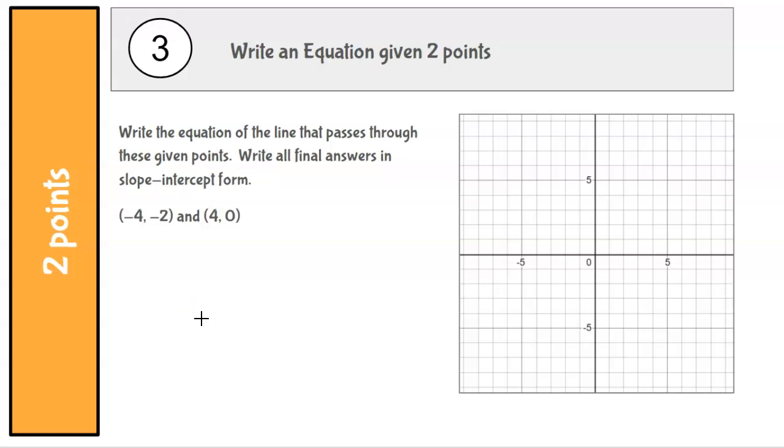I'm given 2 points here, and if you'll remember from an earlier video, I said in order to graph a line or to write an equation, you need 2 things. Do you remember what they are? You need the steepness of the line in the form of the slope, and you need the location of the line in the form of a point. Do we have that here? No. We have 2 points, but we don't have the slope.